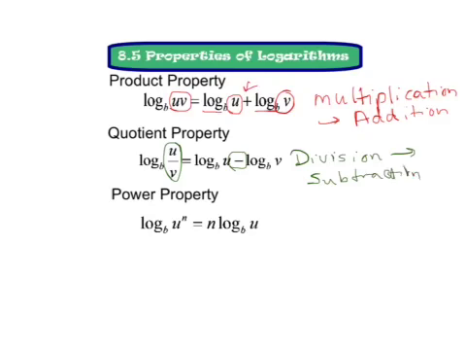And the last property on here is called the power property, and it says if we have the log of an expression that has an exponent, that exponent can come to the front and it becomes multiplication. The power property moves the exponent out into the front of that logarithm.